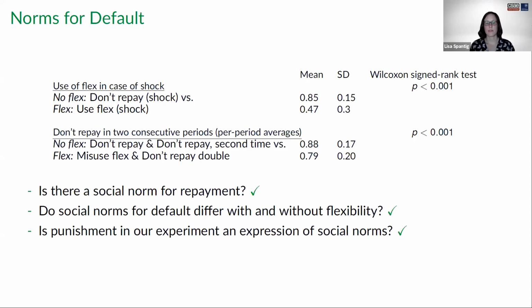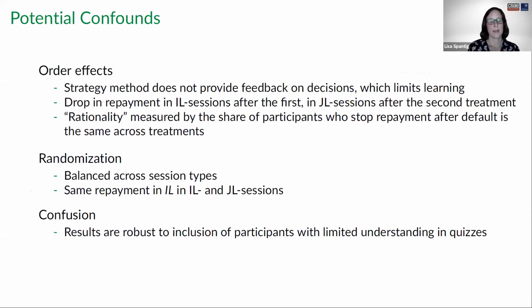So just to summarize, yes, we do see a social norm for repayment. The social norms do differ for the default cases, and in terms of the ranking, how bad certain actions are, we see that punishment appears to be reflective of the measured social norms. Now I could go into all the details of robustness checks. I guess I can defer this to the general discussion, but maybe the main concern would be order effects. Just pointing out, maybe for those who are less familiar with the strategy method, it means that there's no feedback between any treatments, any periods. So that in itself should limit learning. And we also have additional measures of rationality to check that this does not increase or decrease over time.